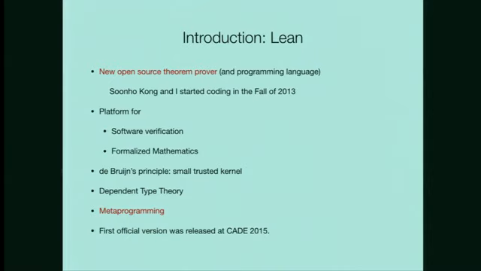Lean has a very small trusted kernel. Right? We have 2 independent type checkers for Lean, one written in Haskell and one written in Scala. Lean is based on dependent type theory. Before we started the project, we started learning a lot about all these different foundations. Dependent type theory, this is a personal view, I think it's really beautiful. One big thing that's the main topic of this talk is the metaprogramming capabilities of Lean. And just to finish the introduction, the first version of Lean was released in 2015 at CADE.